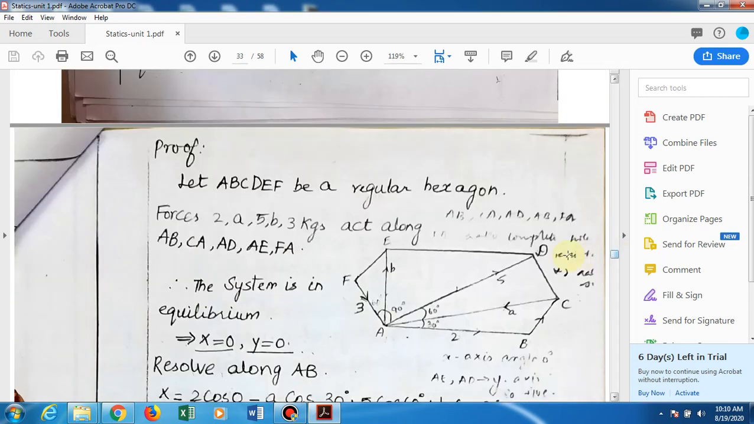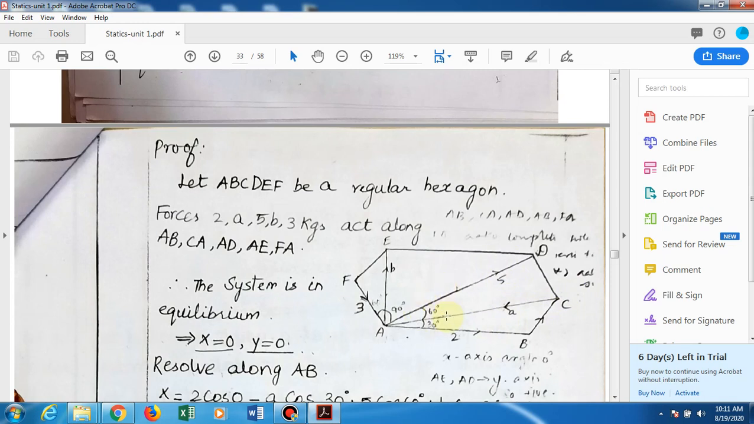So you see here, let ABCDEF be a regular hexagon. Forces 2, A, 5, B, 3 kgs act along AB, CA, AD, AE and FA. AB, what value? AB, CA, because CA means downward, CA, AD, AE and FA.